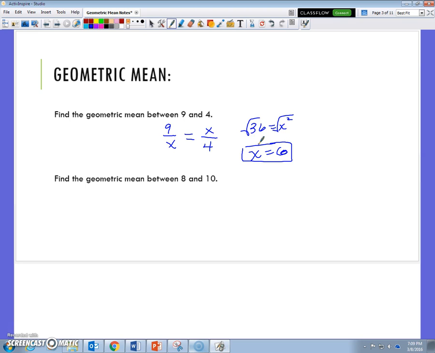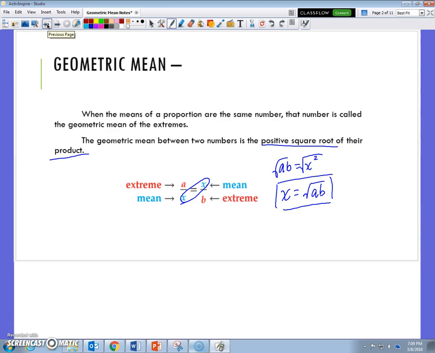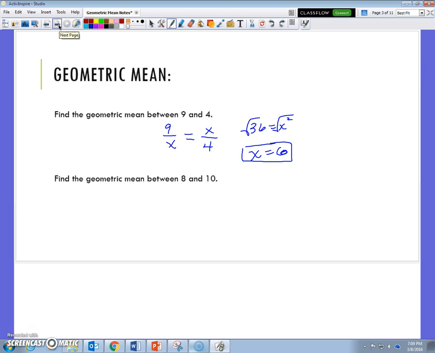All right. On the last slide, we learned that if the means are the same, that's a geometric mean. However, we also learned that this is just a generalized formula version of the geometric mean. So I could have done the same problem and said the geometric mean was really just the square root of 9 times 4, or the square root of 36. So 6. However you want to do it, it doesn't matter. You can set up a proportion and solve it that way, or you could do the little shortcut, the square root of the product of the extremes.